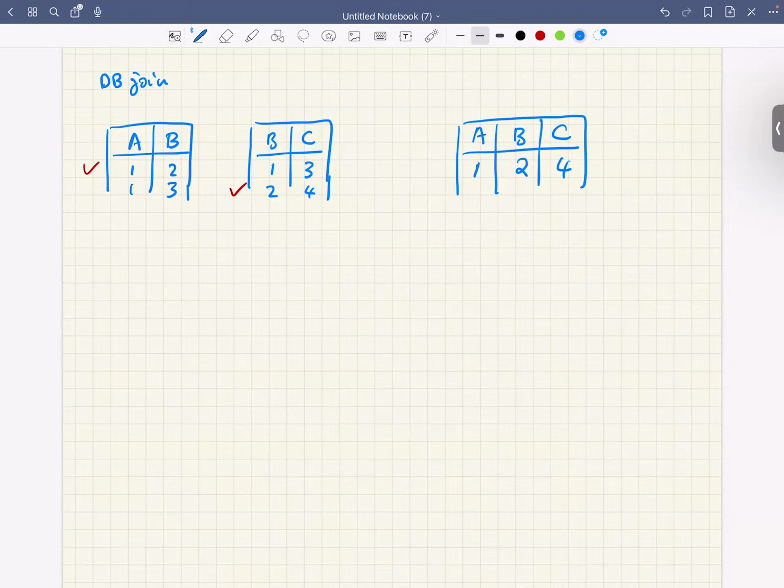But the value on B would have to be the same, right? So with some effort, you're able to see that this is the only tuple that can be produced by the join. Okay, so this is what was taught at the undergraduate level.